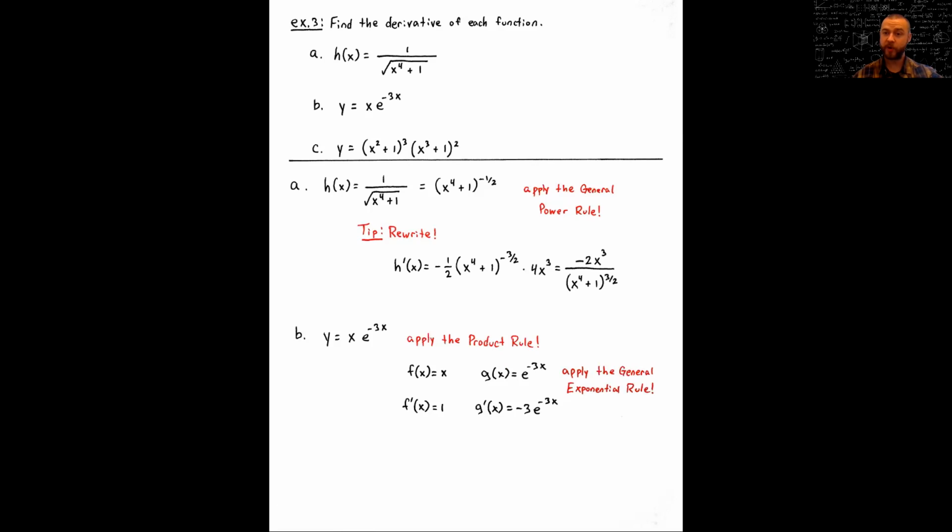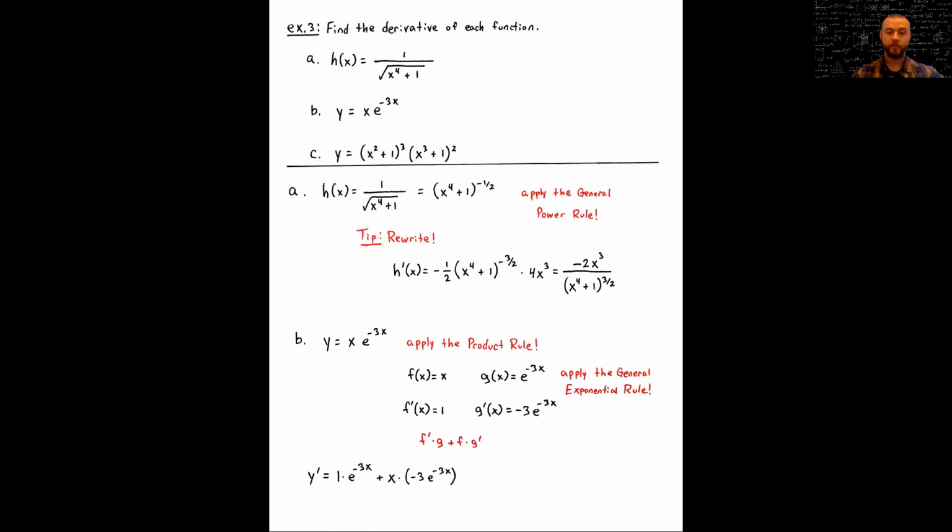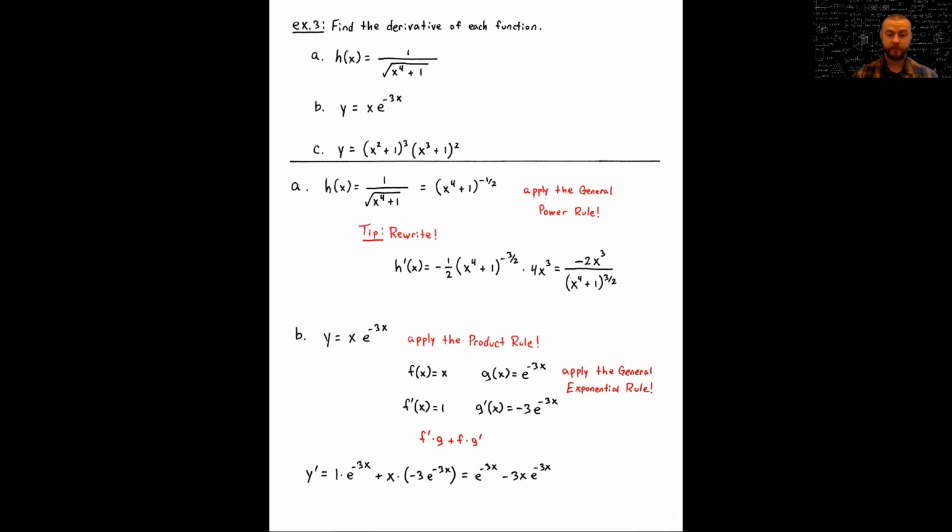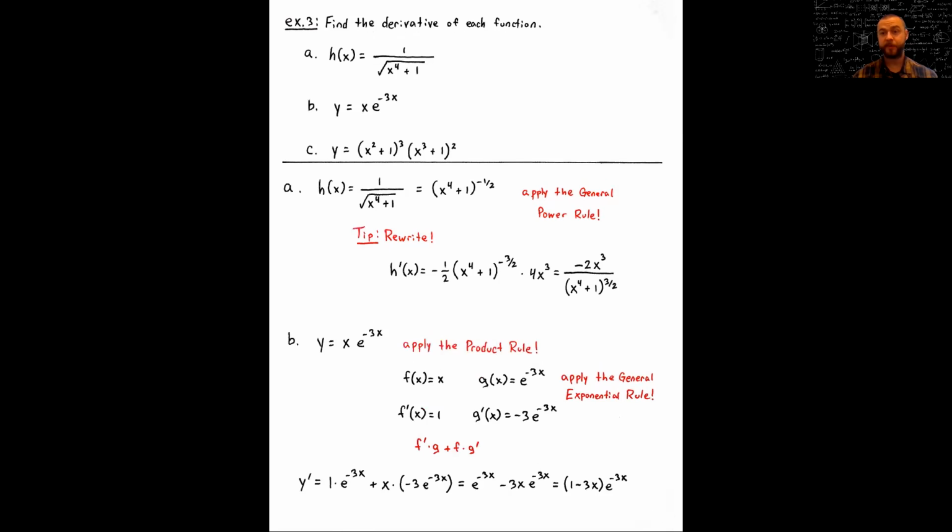Here, we're applying the product rule, but while applying the product rule, we need to apply the chain rule to find g prime. The general exponential rule speeds that up a little bit. Okay, if we combine our pieces back together using the product rule, we get our answer here, which can be simplified. Notice you can factor out e to the negative 3x from each part. And you get a very nice simplified derivative here.